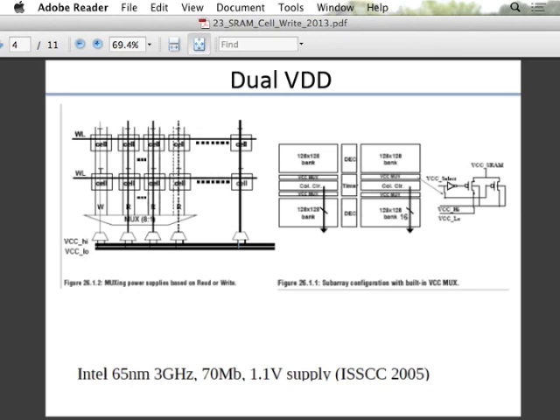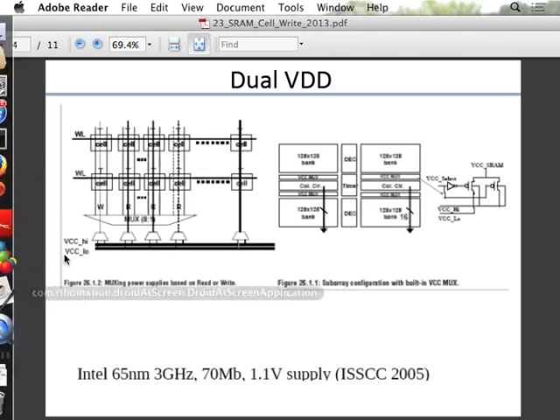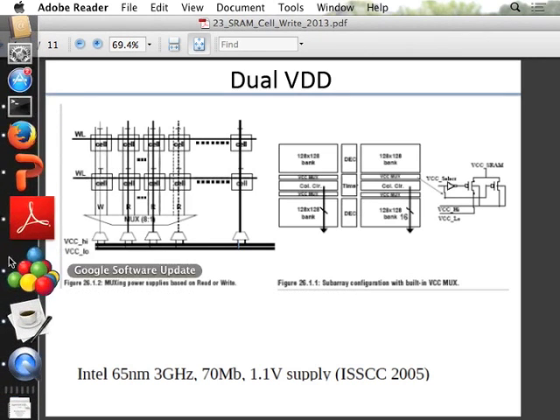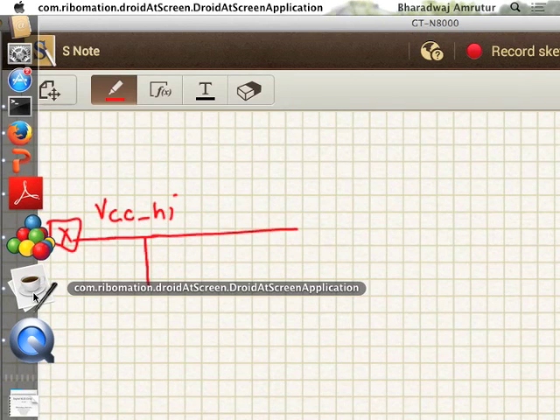So one of the suggestions is, why not generate VCC low by having VCC high pass through an NMOS, so you have a threshold drop. Okay, so what you have is VCC high, coming from your external power supply, and here you have again VCC high, and so this voltage will be VCC high minus VTH. So you have a VCC low.